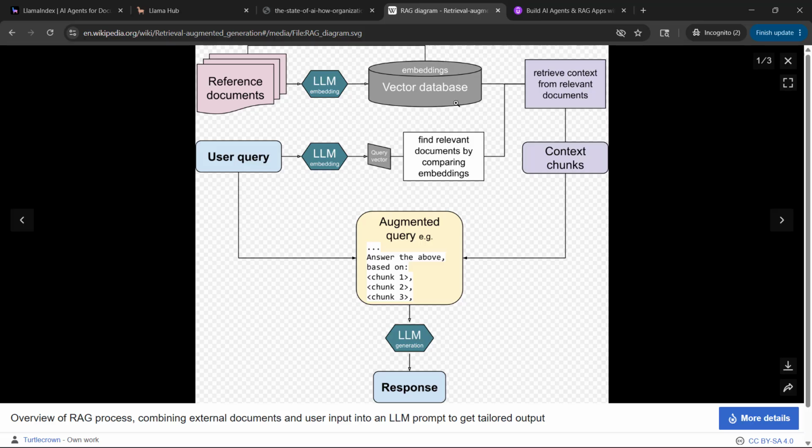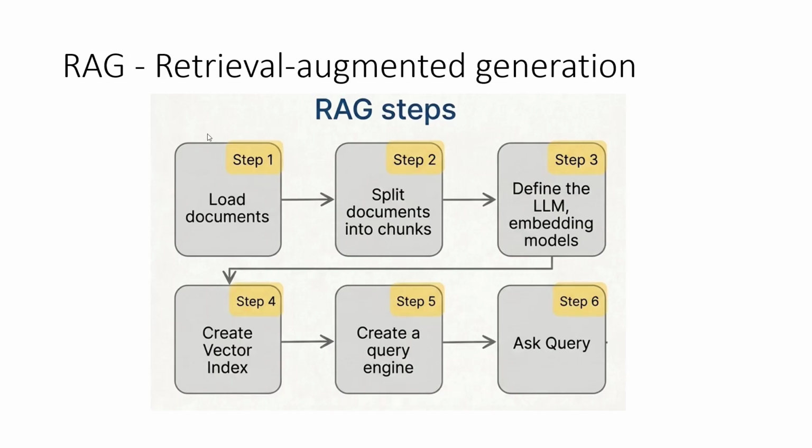We have several techniques that can help us do the vector similarity searches: FAISS, Pinecone, ChromaDB, Weaviate, Milvus, etc. So we understood the concept of RAG. Overall, we have these steps.